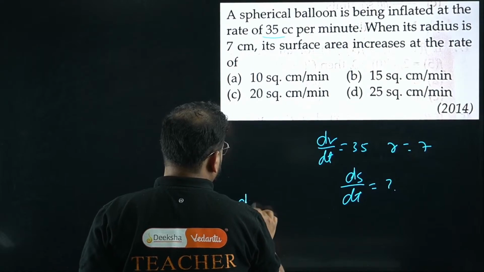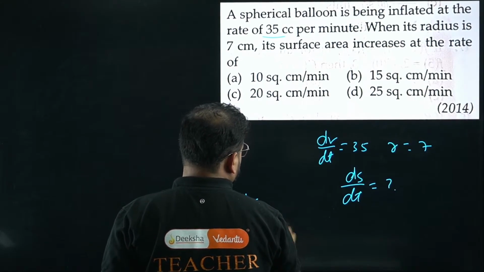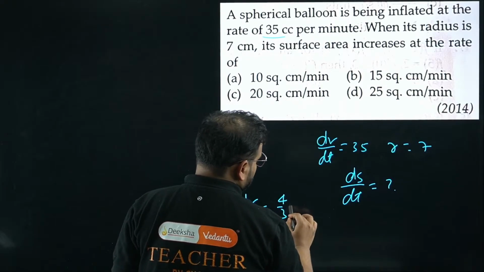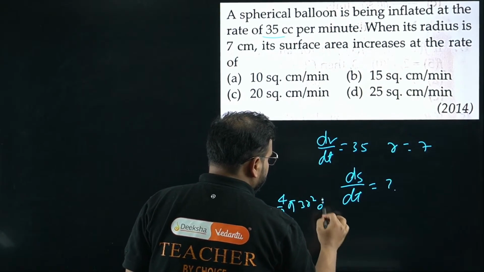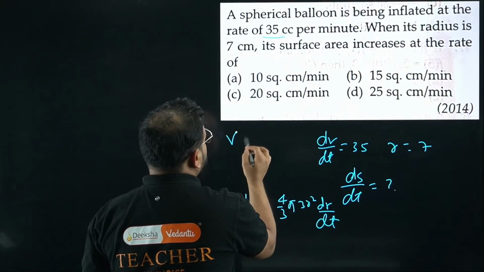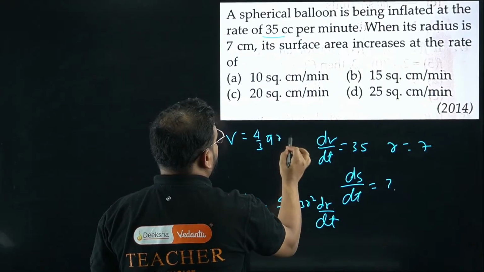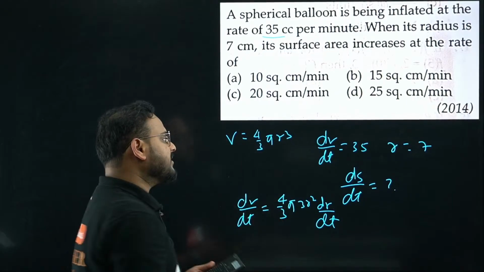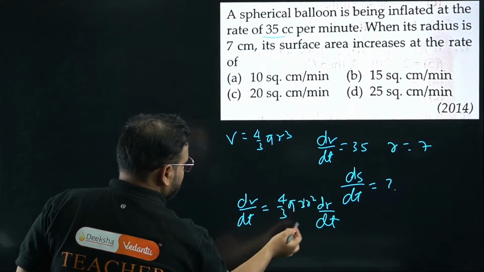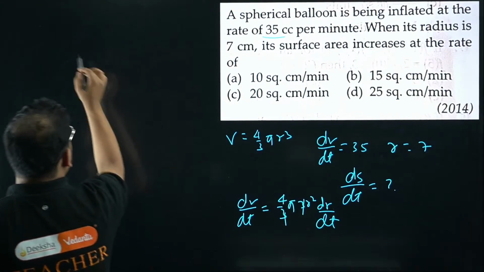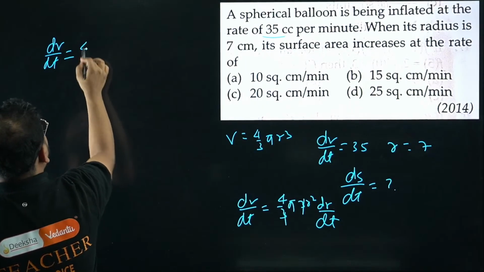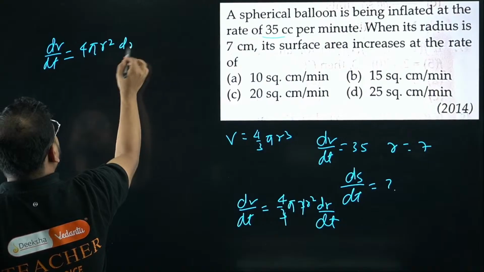Let's see. We'll have dV by dt as the derivative of 4 by 3 pi r cube, right? So 4 by 3 is constant as it is. The derivative will give me, pi is of course there, 3r square dr by dt. I hope all of you know this, right? The volume is given by 4 by 3 pi r cube. 4 by 3 is a constant, pi is a constant, differentiation of r cube is 3r square dr by dt. All good? 3 and 3 cancel. I can see from here, dV by dt will become simply 4 pi r square dr by dt.